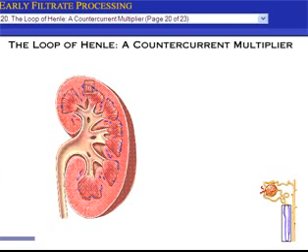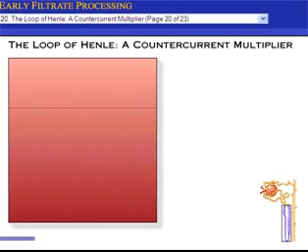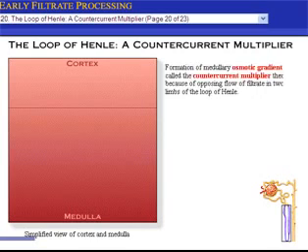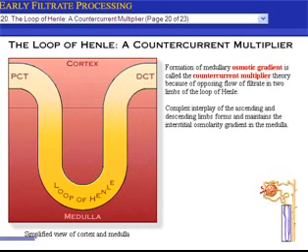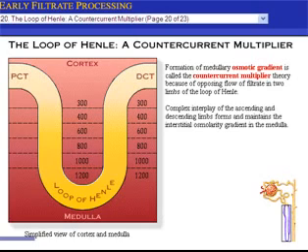To demonstrate the current theory of how the loop of Henle forms the medullary osmotic gradient, here's a simplified view of the cortex and medulla. This theory is called the countercurrent theory because of the opposing flow of filtrate within the two limbs of the loop. The complex interplay of the ascending and descending limbs forms and maintains an interstitial osmolarity with a gradient from approximately 1200 milliosmoles near the bottom of the loop to the normal 300 milliosmoles near the cortex. The gradient formed by this activity is essential for the concentration of urine.